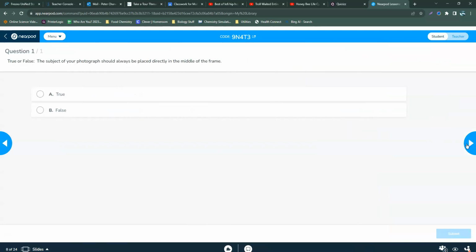Okay, so the question for this, true or false, the subject of your photograph should always be placed directly in the middle of the frame, so you make a decision based on the information we just went over.